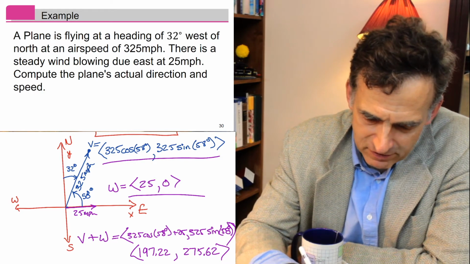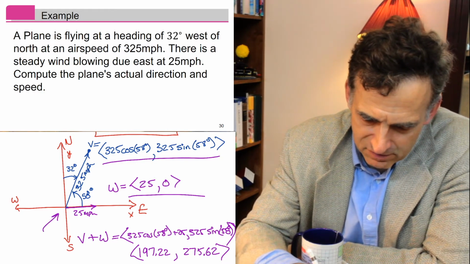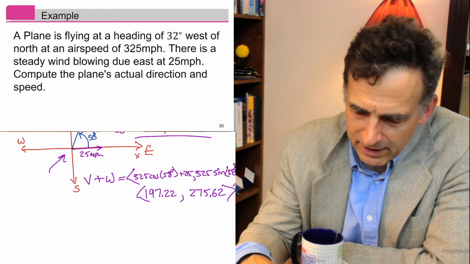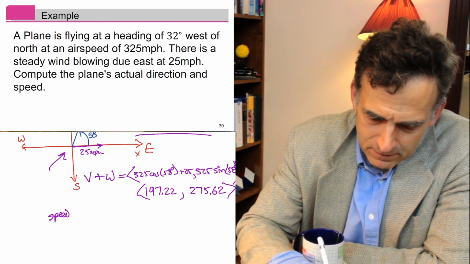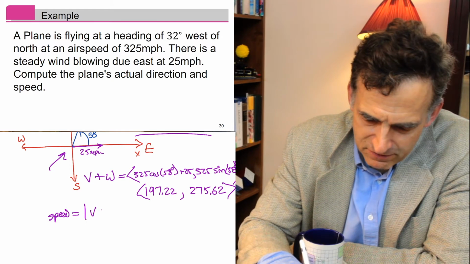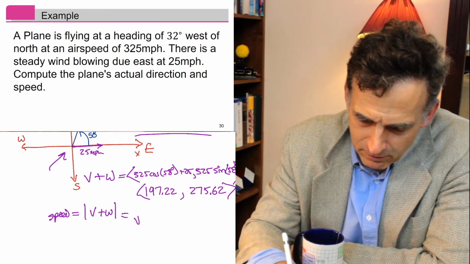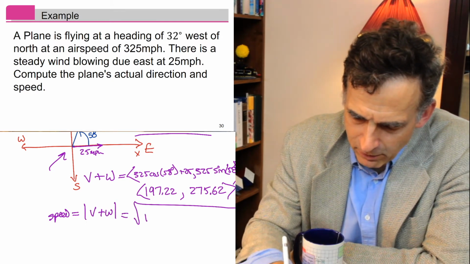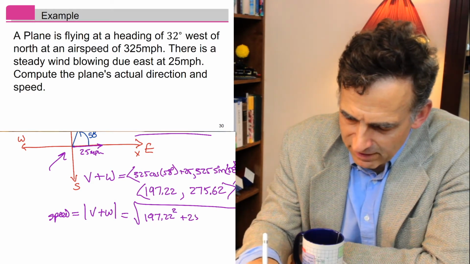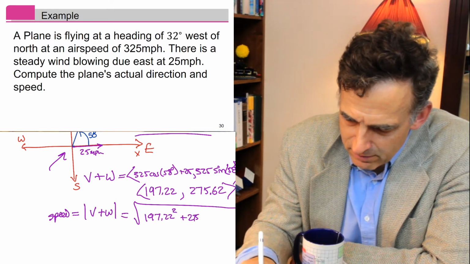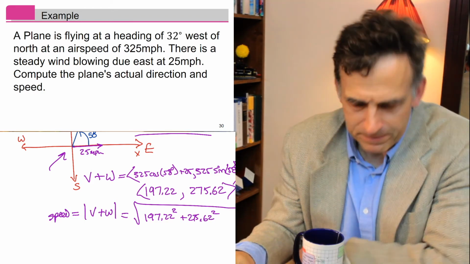It's the sum of these two vectors. So now I need to know what's the actual speed. The speed will be the magnitude of v plus w, which will be the square root of 197.22 squared plus 275.62 squared. So give me a sec.